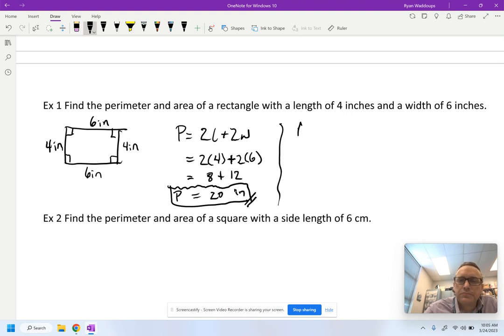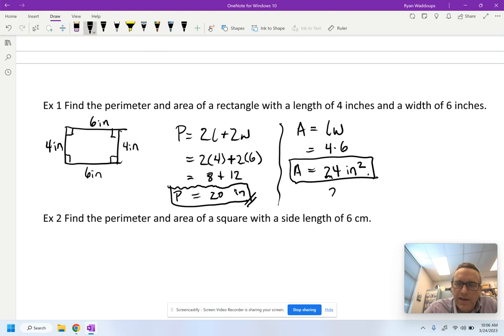Now for the area, that's length times width. And so that would be 4 times 6, which would be 24 inches squared. Or you can write that out, 24 inches squared, or 24 square inches, but it's always in square units. So either of those answers would be fine.